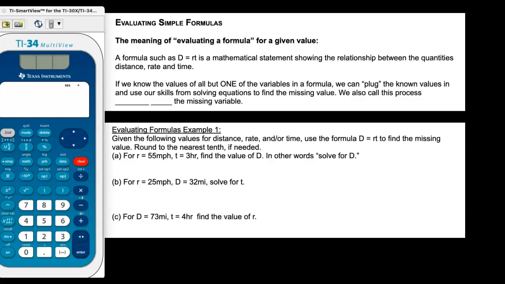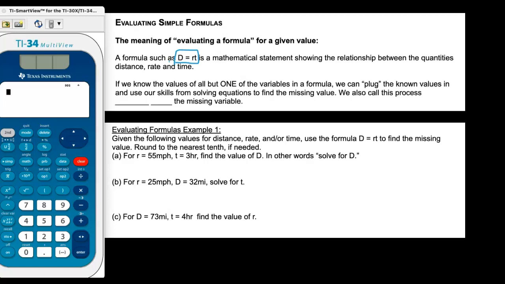So let's look at this formula just for an example, d equals RT. That stands for distance equals rate times time. So it's a mathematical statement showing the relationship between distance, rate, and time. If you know all of the values except one of them, then you can plug in what you know and then solve the equation to find the missing value. So in this case, distance equals rate times time.